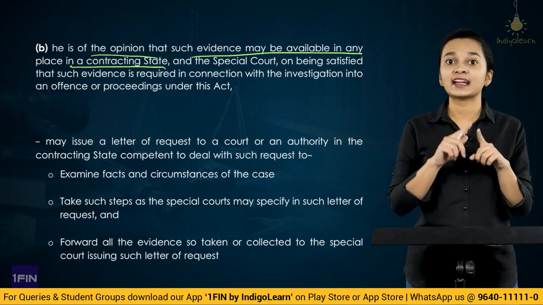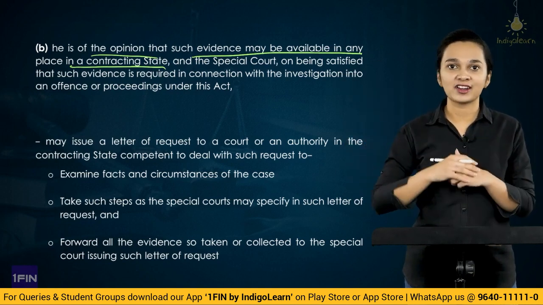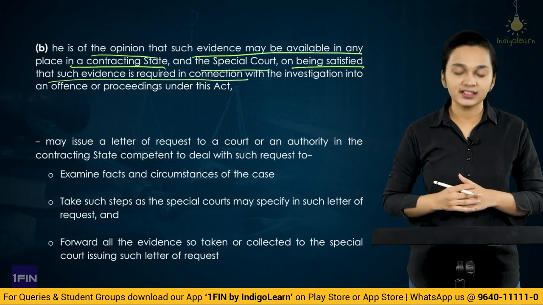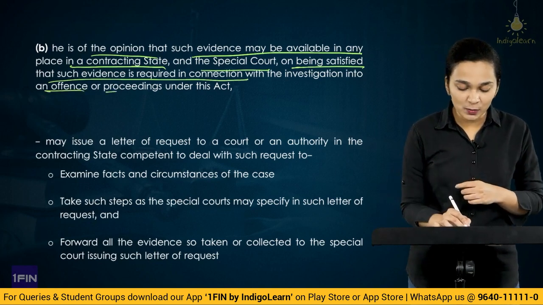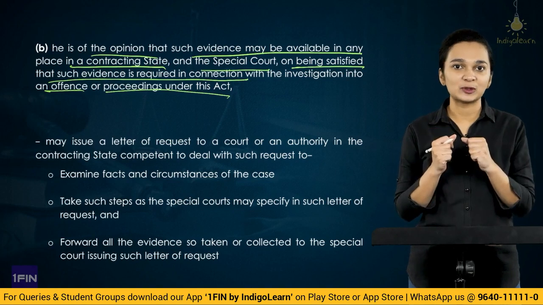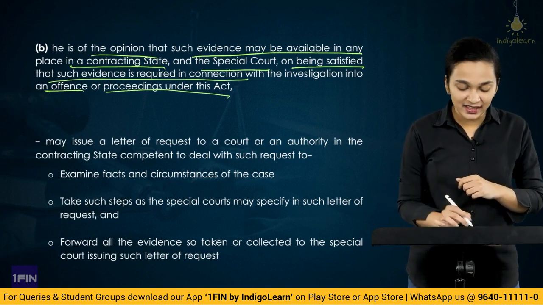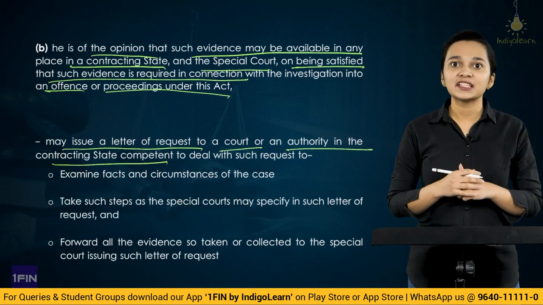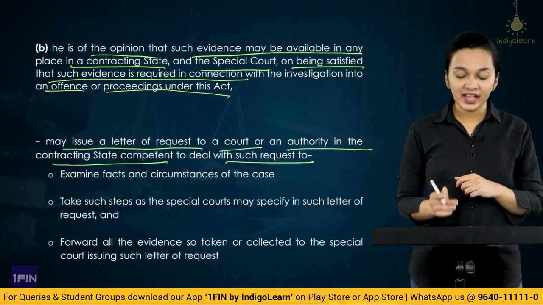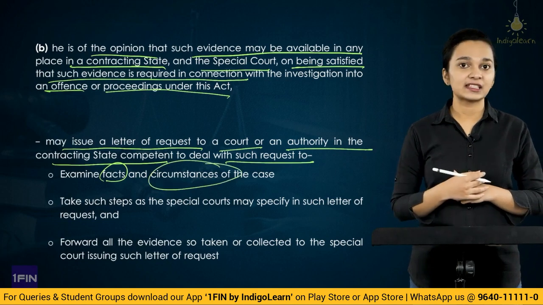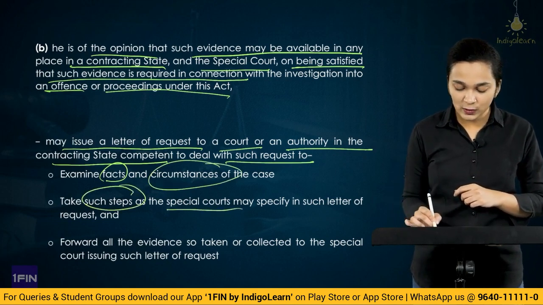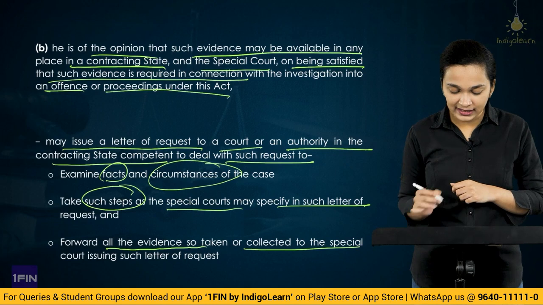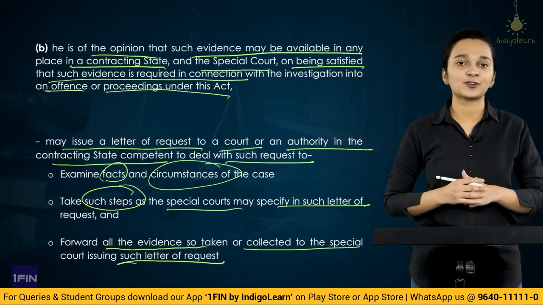So, they are of the opinion that this evidence shall be available in the contracting state, and the special court, on being satisfied that such evidence is required in connection with the investigation into an offence or proceedings under this Act, what will the special court do? They will write a letter of request. They may issue a letter of request to a court or authority in the contracting state competent to deal with such request, to examine facts and circumstances of the case, take such steps as the special court may specify in such letter of request, and forward all the evidence so taken or collected to the special court issuing the letter of request.